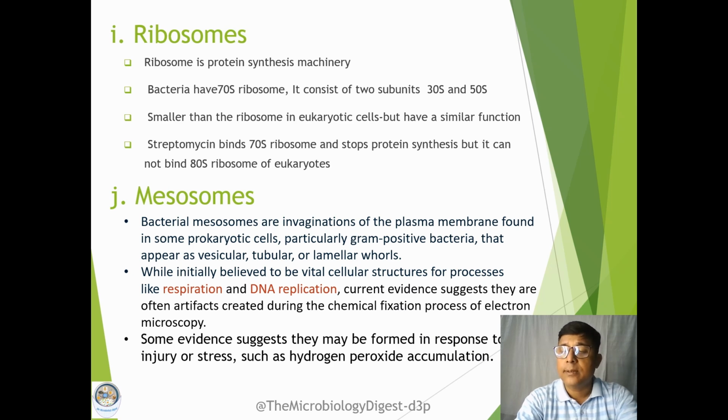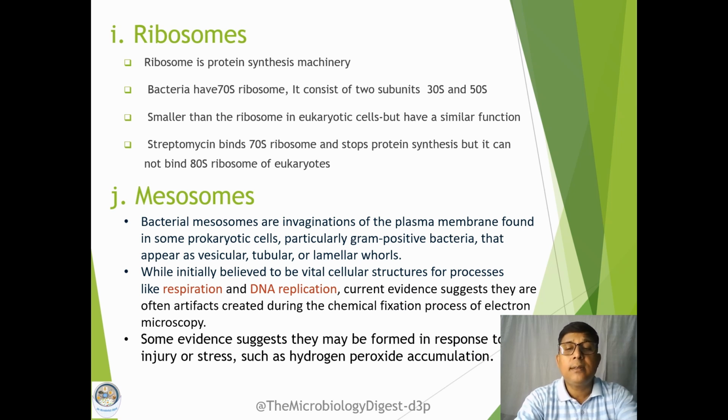These subunits act as a site for the action of antibiotics. For example, streptomycin binds with the 70S ribosome of the bacteria and blocks protein synthesis, and thereby it can kill the organism. There are many other antibiotics which act through binding with the different subunits of bacterial ribosomes.